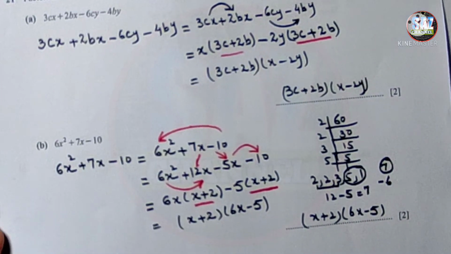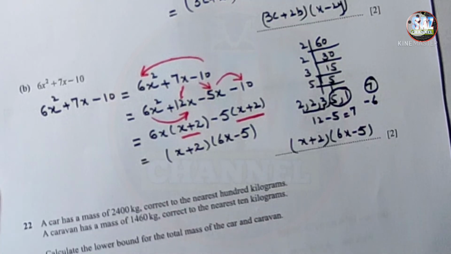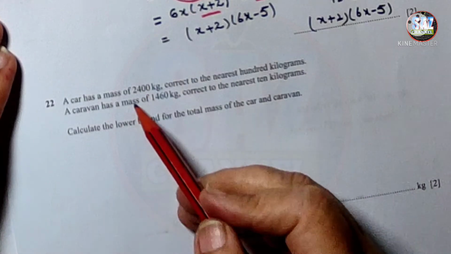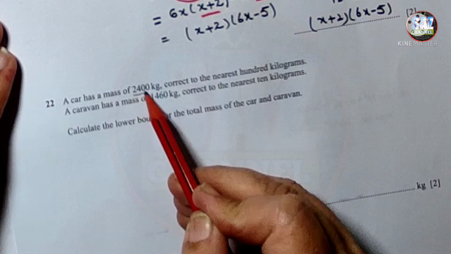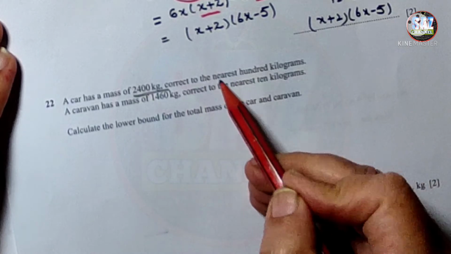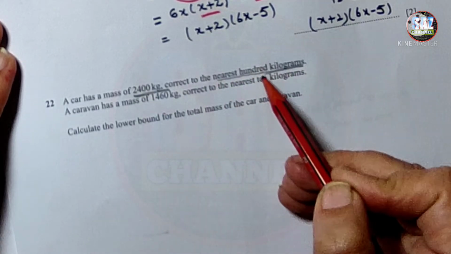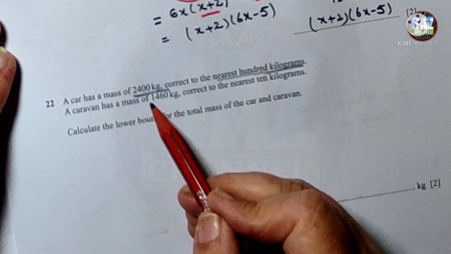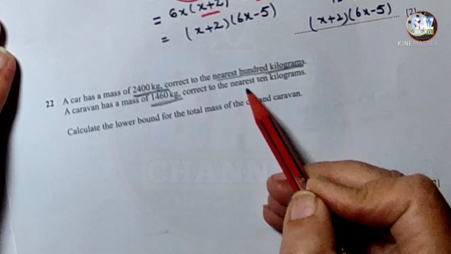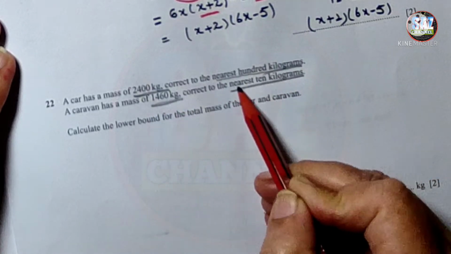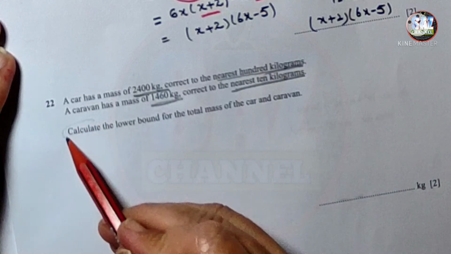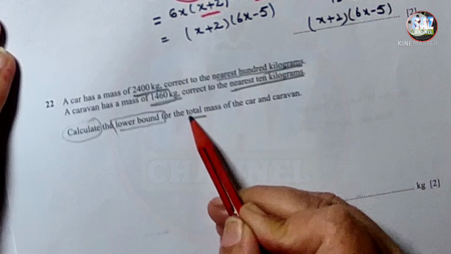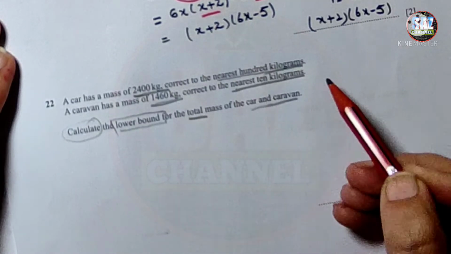Moving to the next question. Let me read the question first. A car has a mass of 2,400 kilograms, correct to the nearest 100 kilograms. Please read and underline important terms of the question. A caravan has a mass of 1,460 kg, correct to the nearest 10 kilograms. Calculate the lower bound for the total mass of the car and caravan.